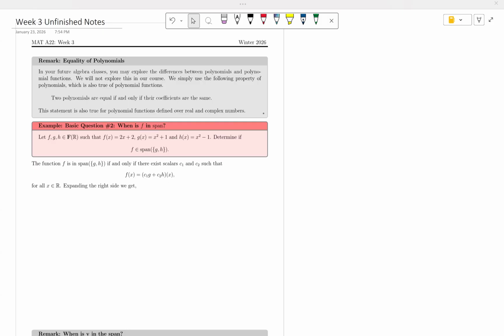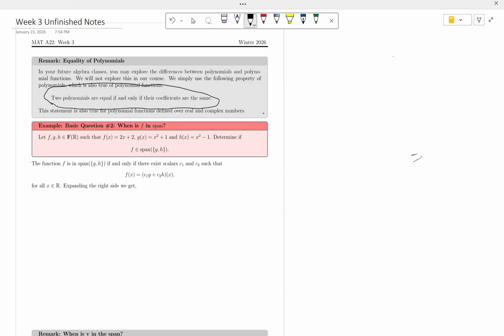Our second question is about the span. So how do we determine if a vector is in the span? Here, the example we're given is with polynomials. And when working with polynomials, we're going to use the following property: two polynomials are equal if and only if their coefficients are equal. This means that we can show equality of polynomials by matching up coefficients.